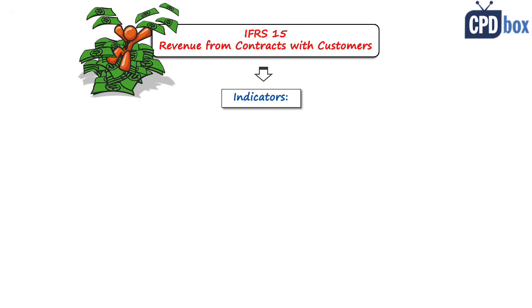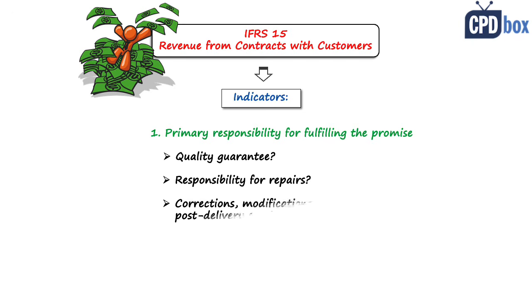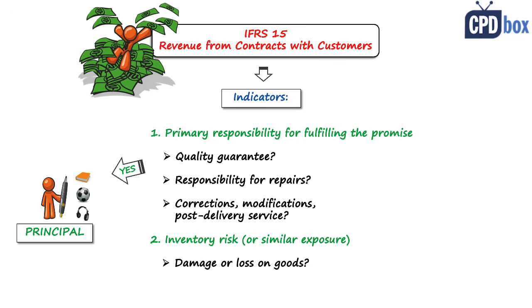Well, it's not always that simple to determine what your entity is. So the IFRS 15 gives us a few indicators to help. Number 1, primary responsibility for fulfilling the promise to the customer. So it's you who guarantees quality of a good or service, and it's you who is responsible for guarantee repairs, any corrections, modifications, or post-delivery service, just examples. And yes, then you might be a principal, but it's still just the indicator, and the control is important. Number 2, inventory risk or similar exposure before transfer. For example, if the goods you are selling are stored in some warehouse and burglars go and grab them, then you bear the damage. This again indicates you are the principal.